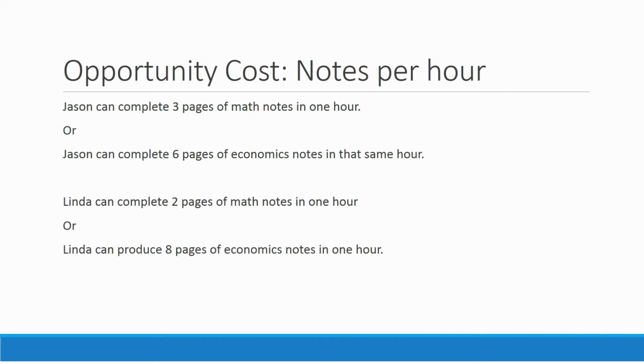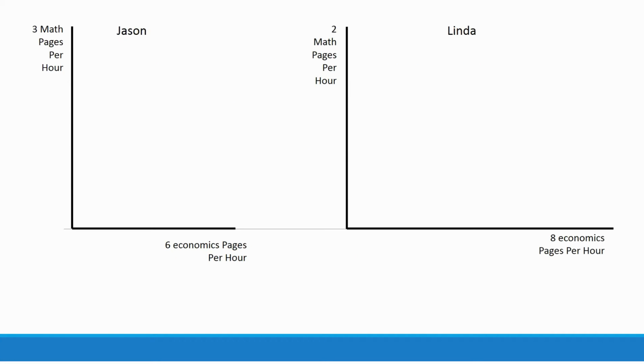In terms of opportunity costs, Jason can complete 3 pages of math notes in 1 hour, or during that same hour, Jason can complete 6 pages of economics notes. In comparison, Linda can complete 2 pages of math notes in 1 hour, or Linda can produce 8 pages of economics notes in that same hour.